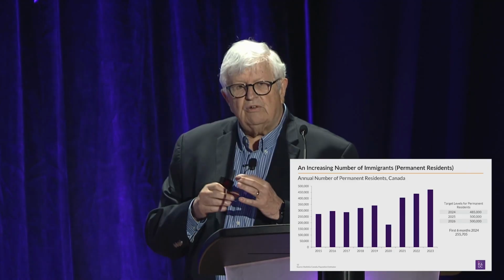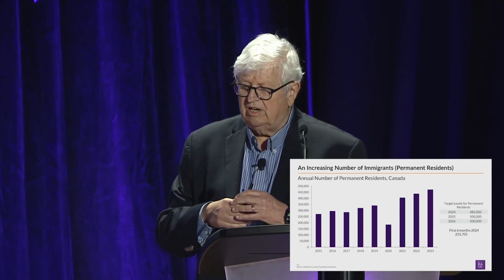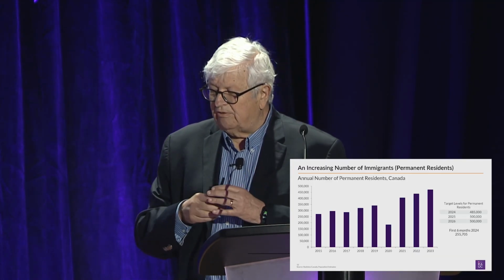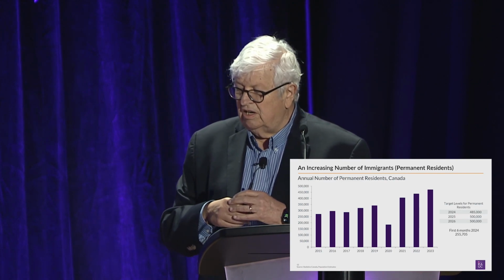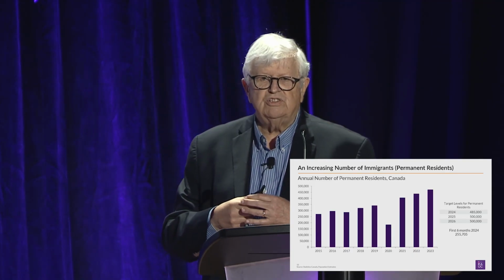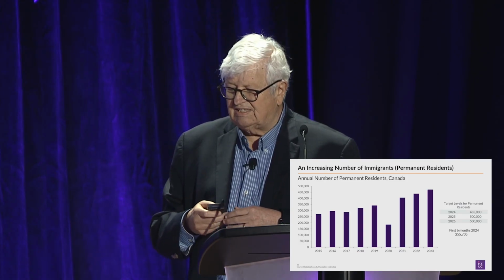Now those targets get revised every year, end of October, early November. The government has to report to Parliament and announce the targets for the next 3 years. And so I'll come back to that. We may see some changes to that. The data we have for the first 6 months of this year, a little over 255,000. So we're on track to hit very close to 500,000 target for this year. Very similar to the last couple of years.